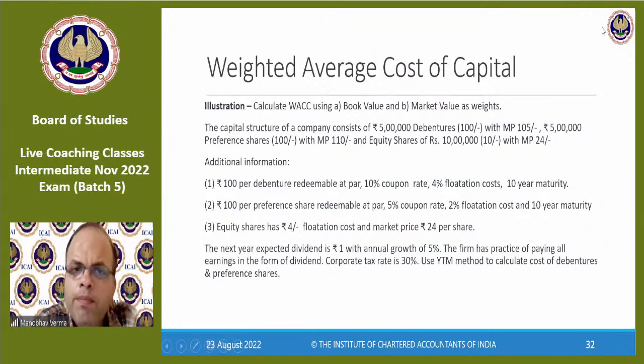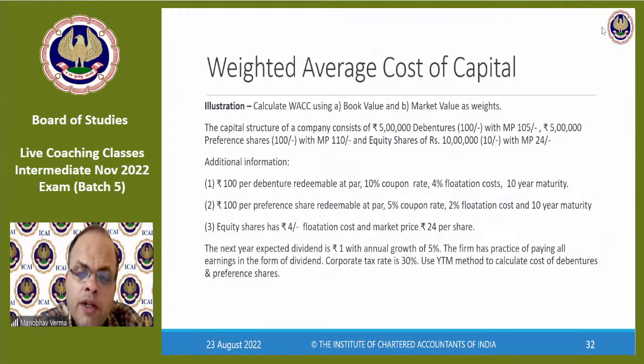The capital structure of a company consists of 5 lakhs debentures with market price of 105, 5 lakhs preference shares with market price of 110 and the face value of 100. Equity shares also 10 lakhs. Okay, this is rupees 10 lakh. Mind you, we're talking about rupees value already, so don't double convert or multiply anyways. Market price is 24. Additional information is given to us for debentures, for preference share capital, for equity shares. And they're telling us that the firm has a practice of paying all the earnings in the form of dividend, guys. Look at the bottom line.